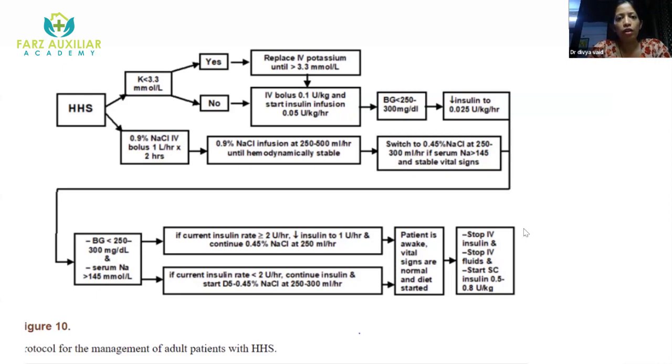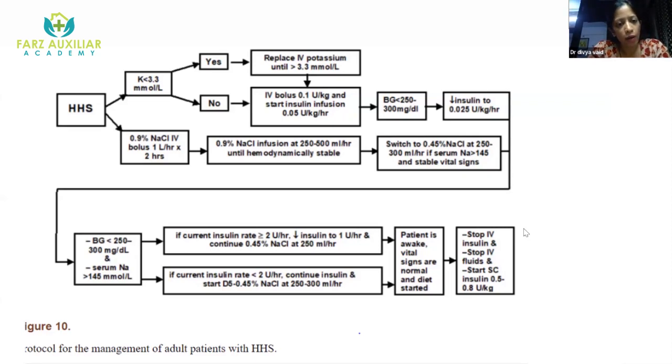The insulin dose that you're going to give in this hyperosmolar state is lower, because once you start correcting the hydration status, the insulin resistance is going to improve, and you will need lesser doses of insulin compared to your diabetic ketoacidosis. So you start your insulin infusion at 0.05 units per kg per hour, and you switch over to lower doses of insulin and to hypoosmolar fluids when your sugar goes to 250 to 300. At that point in time, you need to switch over to a hypotonic solution.